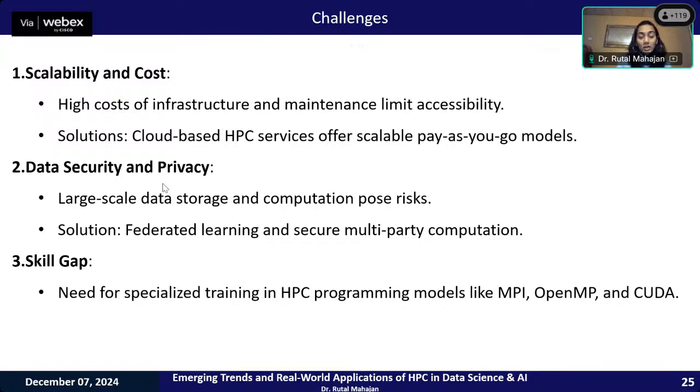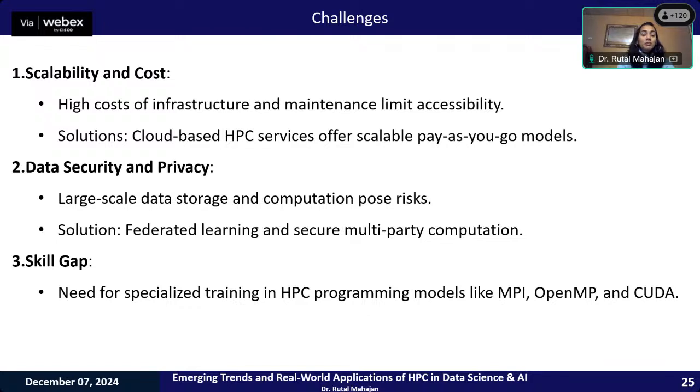How about data security and privacy? Large-scale data storage and computation pose risks to data security and privacy while working with it. For that, we can apply federated learning and secure multi-party computation. That is another point for detailed discussion on data security and privacy in HPC use cases, but we can solve it using federated learning and secure multi-party computation. Another major challenge I feel is the skill gap.